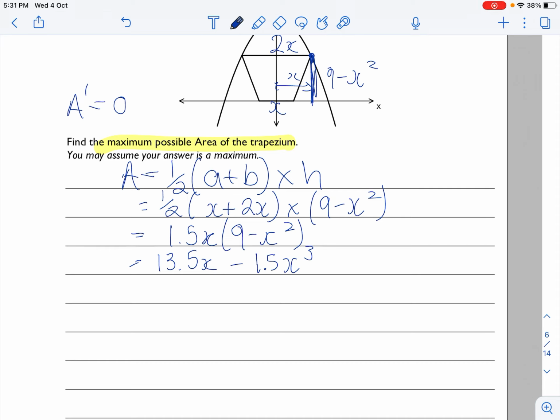Okay, that is ready to differentiate because it's just got one variable in it, so we'll differentiate at that stage. So that becomes 13.5, the x just drops off. Bring the 3 down the front with the 1.5, so it becomes 4.5x squared, dropping the power by 1. And now we put it equal to 0. We'll try and factorise it.